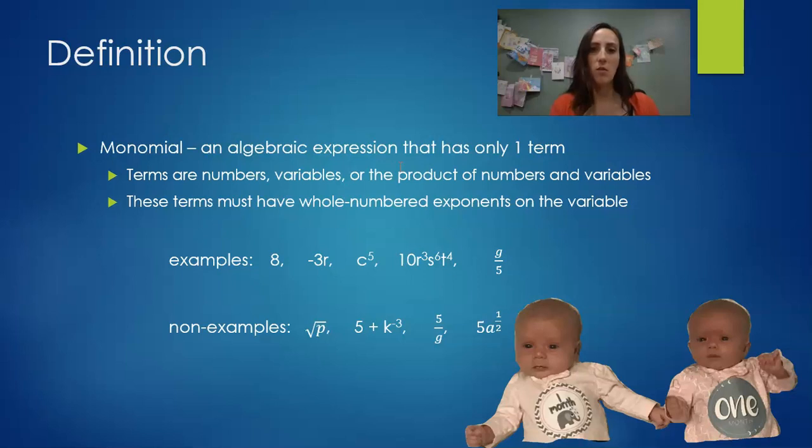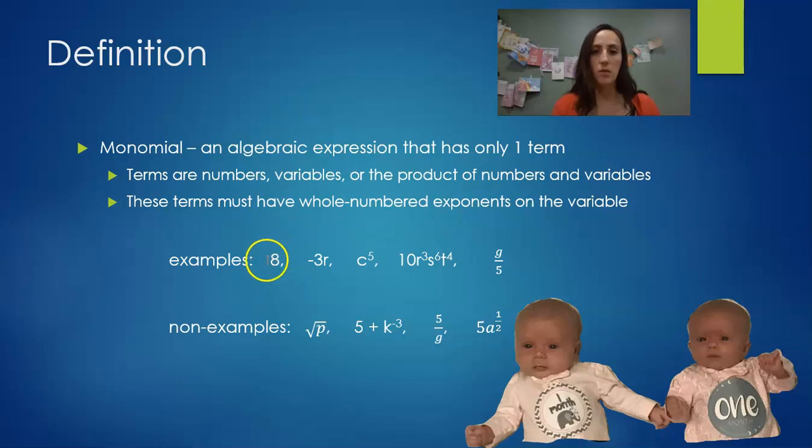These terms must have whole number exponents on the variable. So things like 8, negative 3r, c to the 5th, 10r cubed, s to the 6th t to the 4th, and g over 5. These are all monomials because they're all one term. There is no addition or subtraction sign separating any of these things. They're all just multiplication. They also have whole number exponents on the variable.